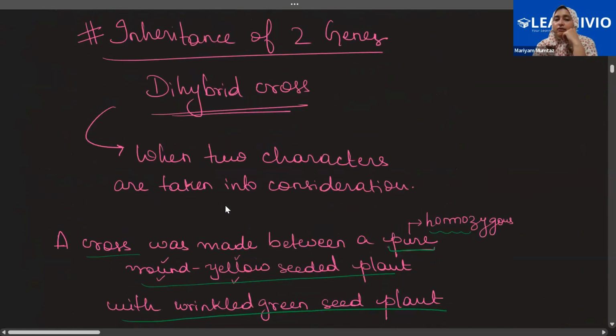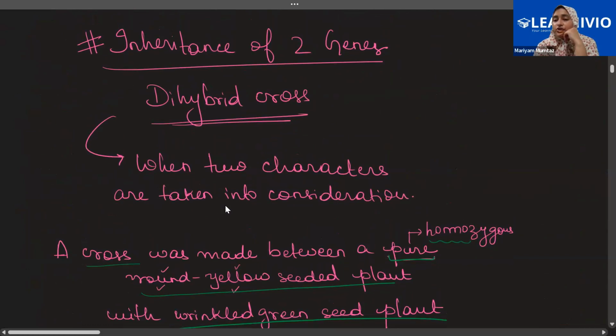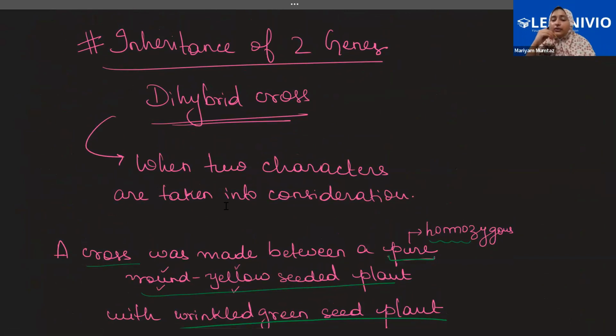Now, moving forward, we'll talk about the inheritance of two genes, just like how we discussed the inheritance of one single gene, and that was the monohybrid cross. Now, we'll discuss the inheritance of two genes, and that we call the dihybrid cross. When two characters are taken into consideration and then the crossing is done, we call it the dihybrid cross.